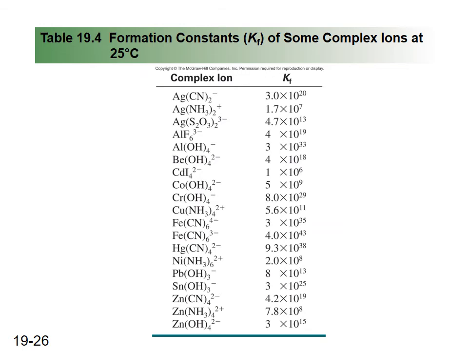This table shows the formation constants of some complex ions. Since most of these Kf are very high values, that means these ions, cyanide, ammonia, fluoride, hydroxide, are ready to replace water from the metal hydrates to form these complex ions.